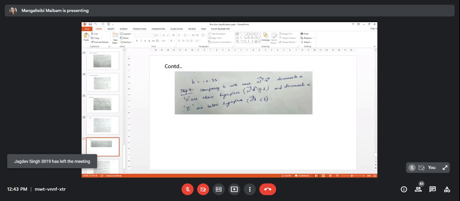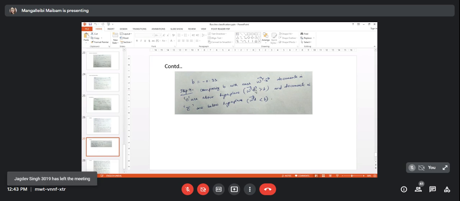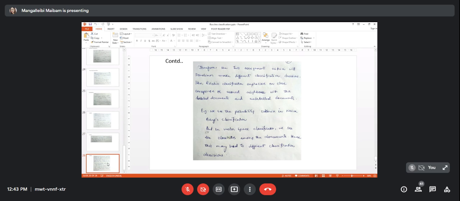And we can conclude that those documents which are in China class are above the hyperplane. So the documents will be above the hyperplane line, and the documents in North China class will be below the hyperplane line. Like that. Okay.